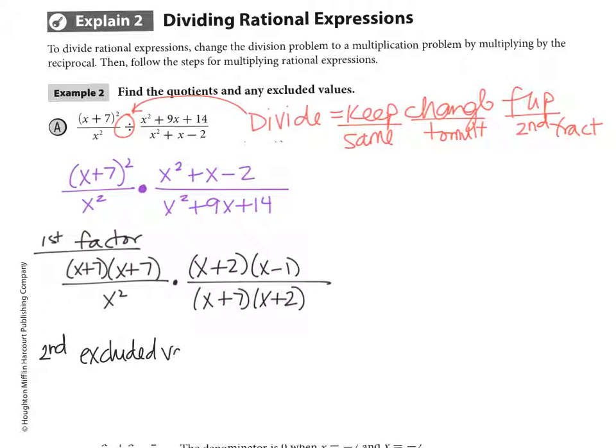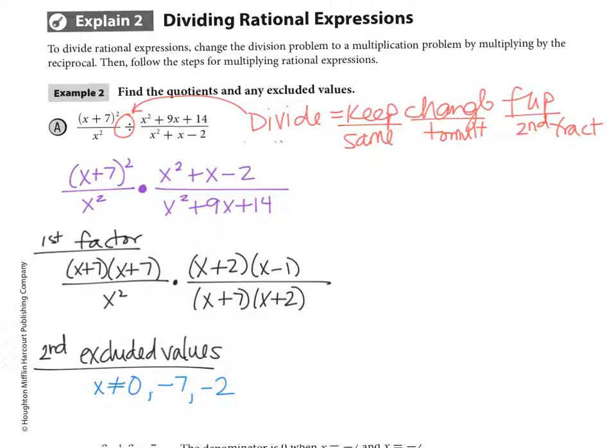All right, second thing we're going to do are our excluded values. Remember that on excluded values, we need to look at the denominator. Division's a little weird, so I'm going to start by looking at my current denominators. Remember, if x is by itself, then the excluded value is 0. All right, we've talked about that before. So my excluded values here are going to be x cannot equal 0, or -7, or -2. That's me looking at these other two factors on the bottom.